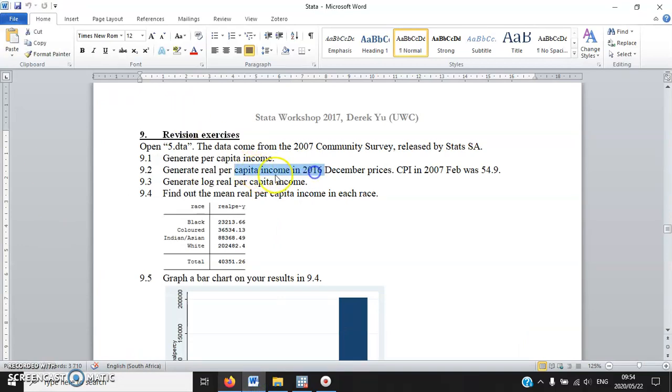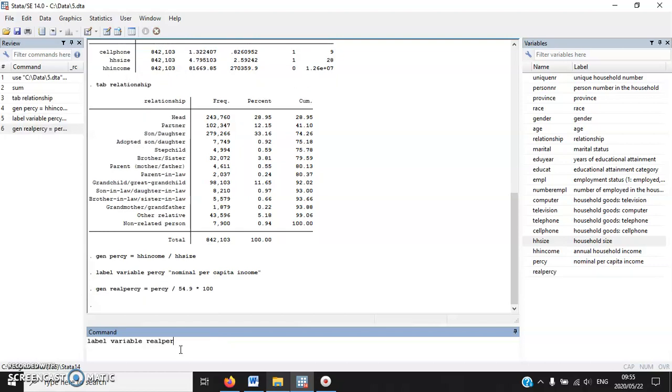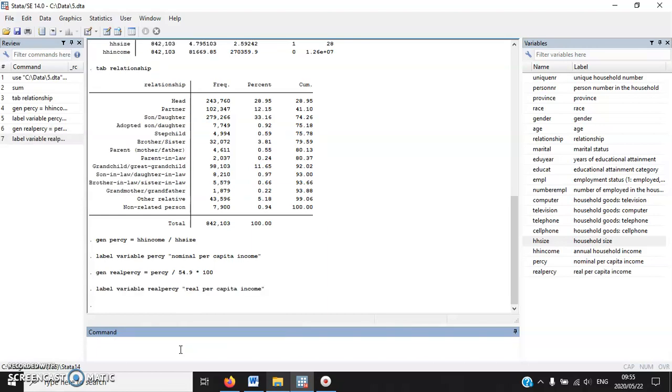Next one. Real per capita income in 2016 constant December prices. You are given the CPI at the time of 2007 community survey. It was 54.9. So let's derive the real per capita income. Generate real per C. Real per capita income equals the nominal per capita income we derived just now, divided by CPI, which is given, times 100. Then I can give a description. It stands for real per capita income.